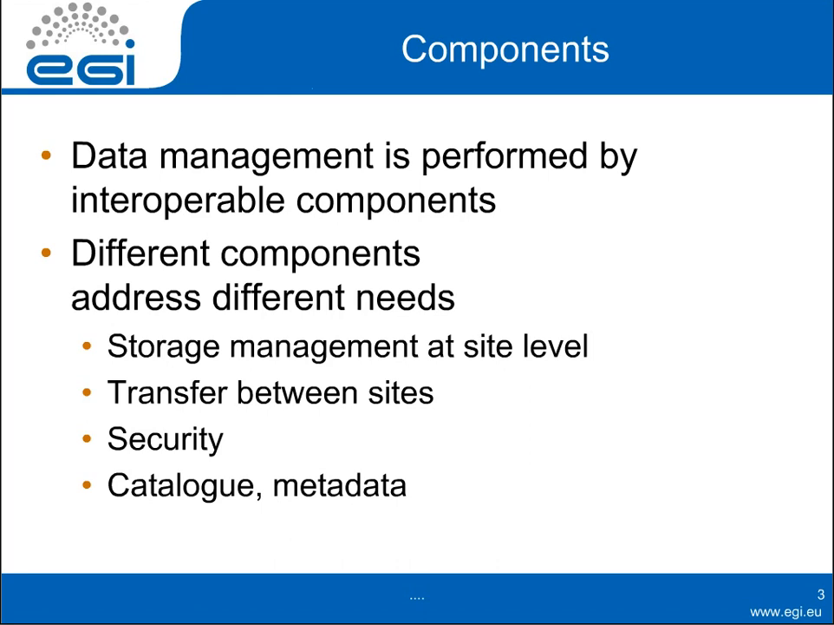The second point is about the transfer between sites. This is a very important point, because you can talk about interoperability between sites in the same infrastructure. So the EGI infrastructure is made so that you can use the same technologies to export data, so that the sites can talk to each other without any particular issues.